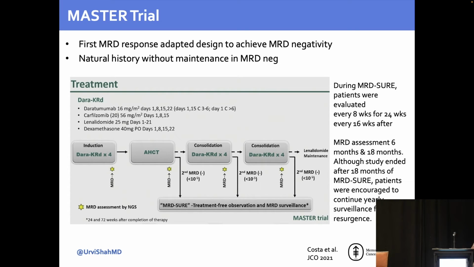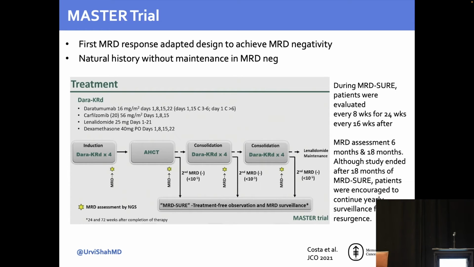And if they reached that, then they would go to observation. If they didn't, then 4 more cycles. And those who never got to MRD negative just stayed on lenalidomide maintenance. And they followed patients who went into this MRD stop state with MRD assessments every 8 weeks for 24 weeks, and then every 16 weeks after.